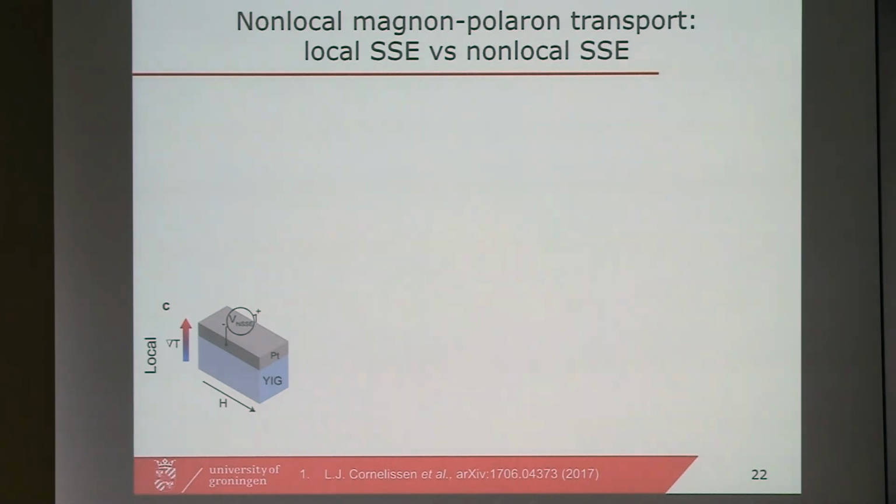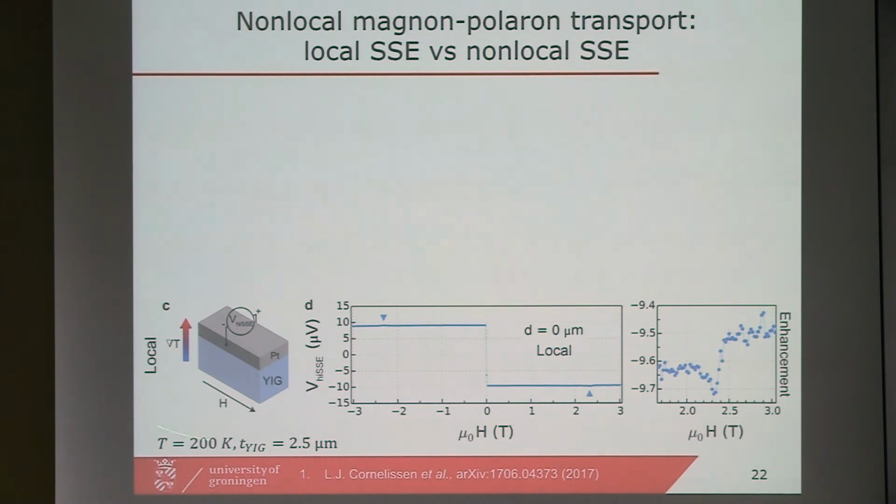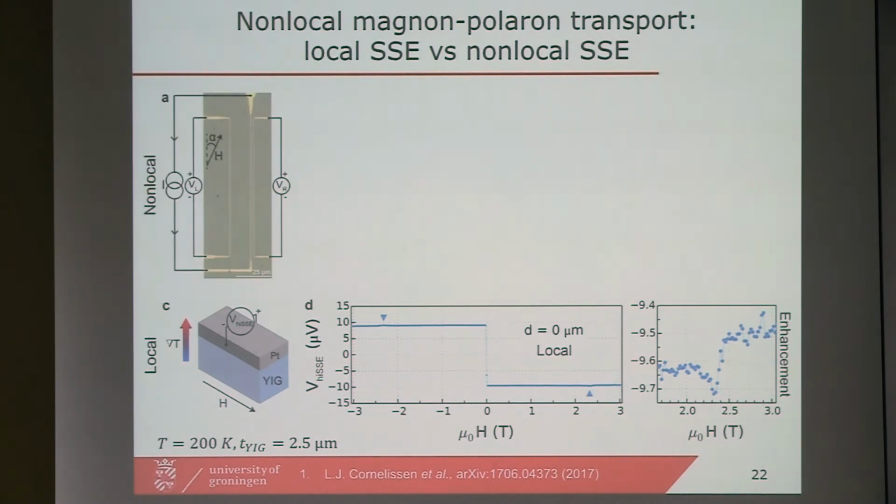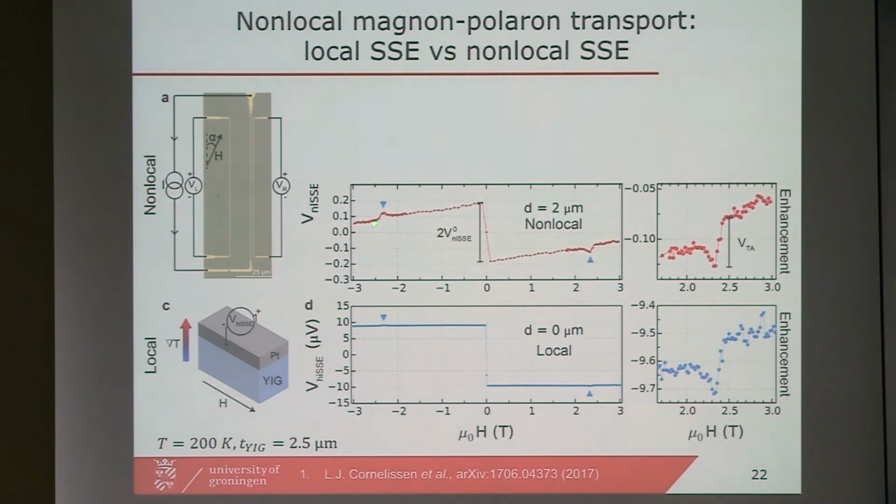Okay, so just briefly, what happened again in the local spin-Seebeck effect, in this configuration, we saw these kind of peaks at the resonant field in the local spin-Seebeck voltage. And you see that the spin-Seebeck signal is enhanced at the resonance field. Now we look at this non-locally. We basically do the non-local spin-Seebeck experiment, and we get a similar feature. So we indeed see this enhancement of the signal at the resonance field.